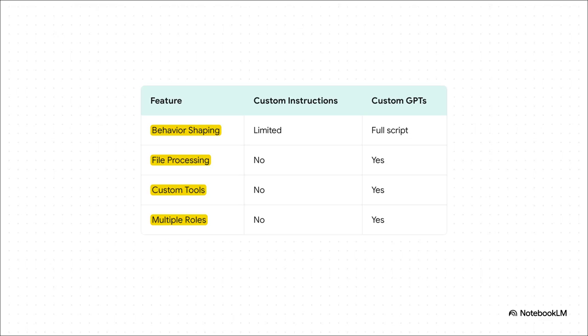This table just lays it all out perfectly. Think of it this way. Custom instructions are for your personal tone tweaks. But with custom GPTs, you get the whole shebang. Full-on behavioral scripting, the ability to process files, plus you can create a whole team of different GPTs, one for coding, another for marketing, a third for legal research, and none of them will get confused with each other.